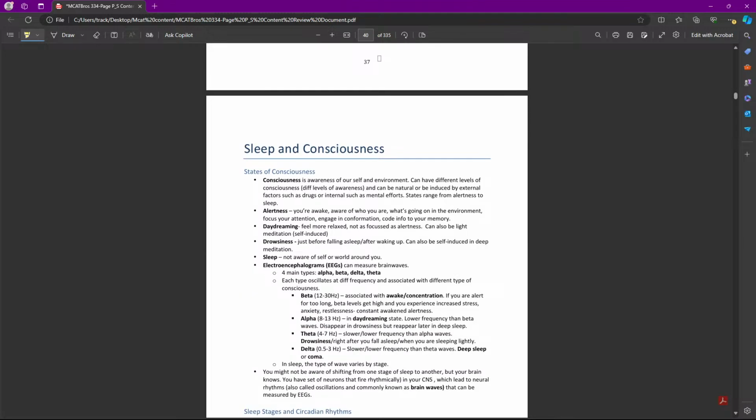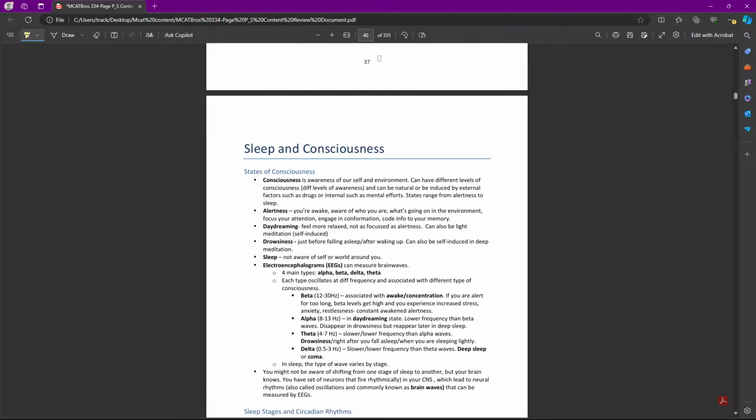Alright, moving to a different topic. Sleep and consciousness. So, I learned this last week, so I'm pretty aware of the new terms and everything, so this should not be too terrible.